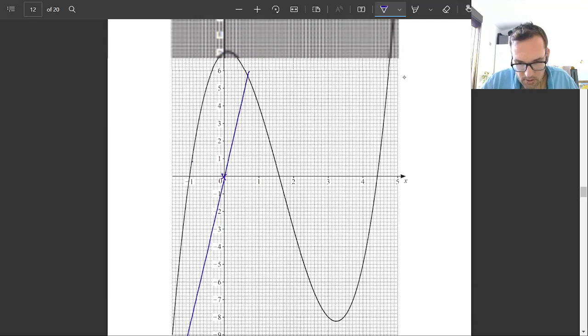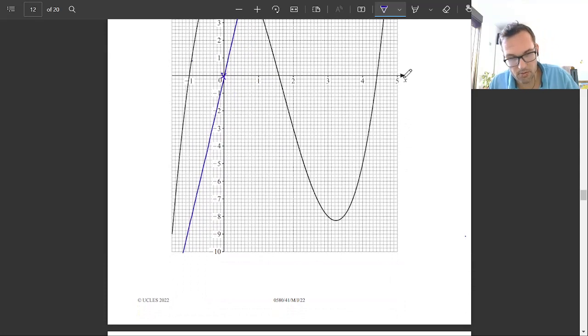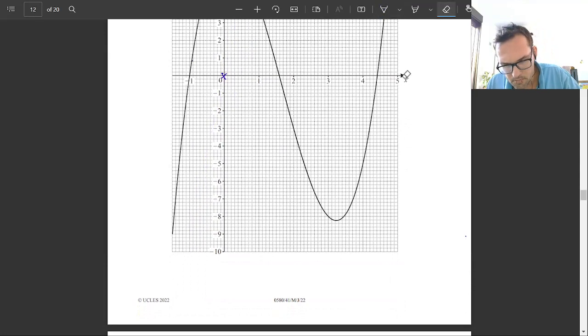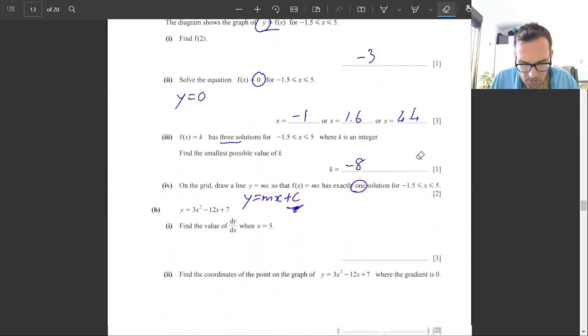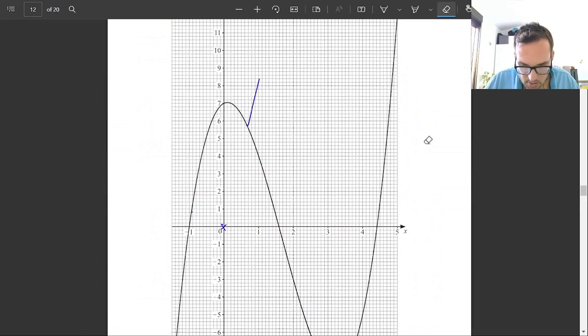There's a possible correct solution. As you can see, this line only crosses the graph once. That's for a positive gradient. Does it say the gradient has to be positive or negative? No. So another possible solution would be going the other way.